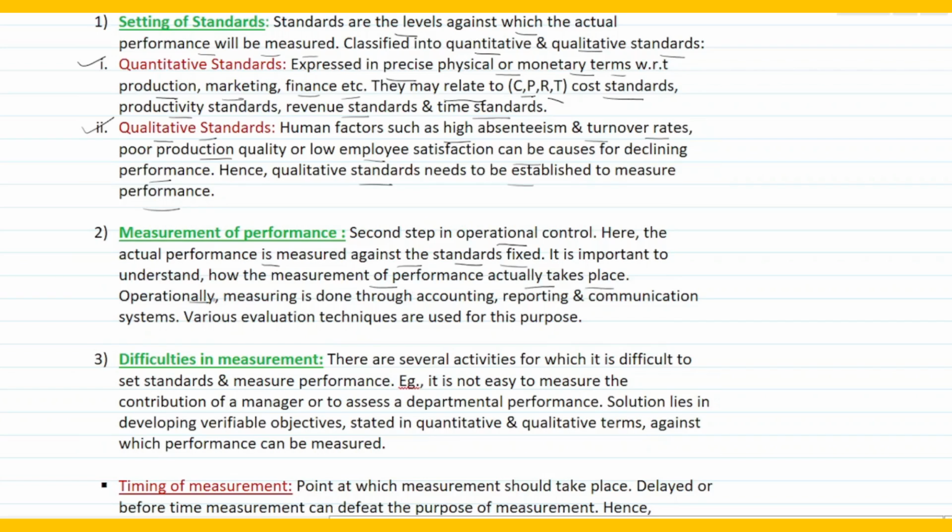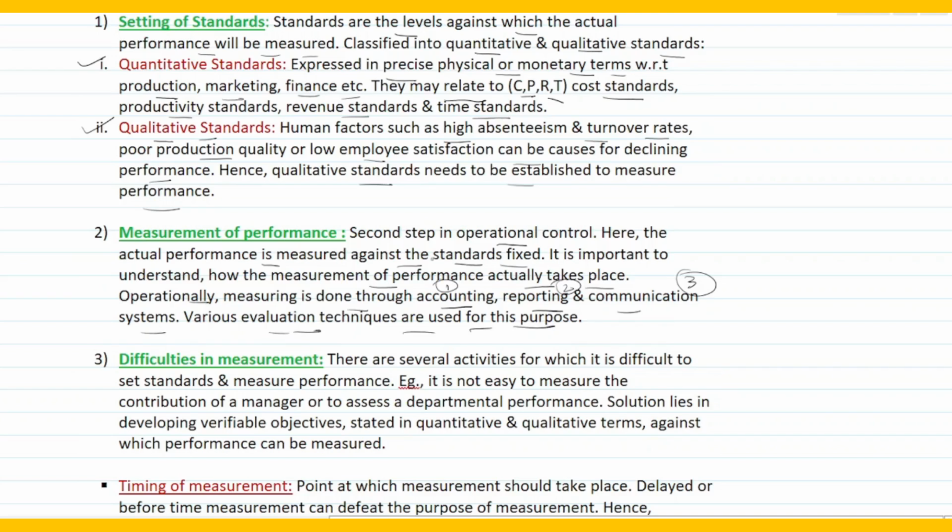Fine. Operationally, measuring is done through accounting, reporting, and communication systems. So the 3 ways of measuring your performance can be done through accounting, that's the first part. Secondly, through reporting, and thirdly, through communication systems. Various evaluation techniques are used for this purpose. So you use different evaluation techniques.